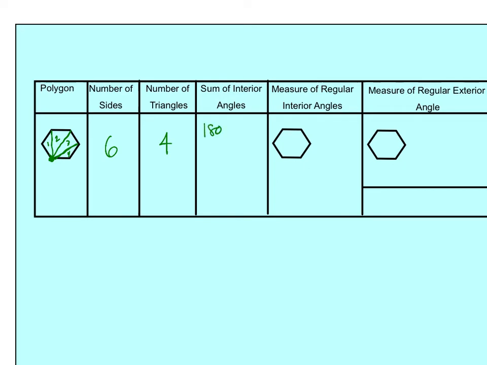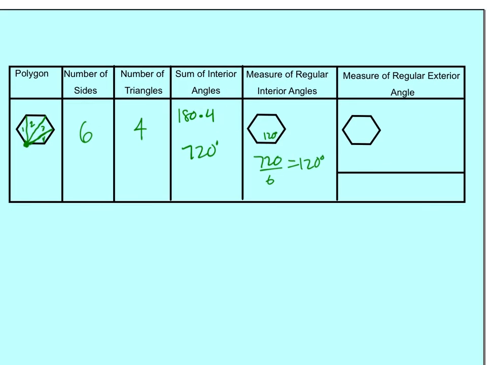The sum of the interior angles is going to be 180 times 4, which is 720. So I'm going to take 720 divided by 6, which makes each one of these 120 degrees. So you start to notice the pattern. This is 120, and the exterior is going to be 60. You would take 180 minus 120 to get that.